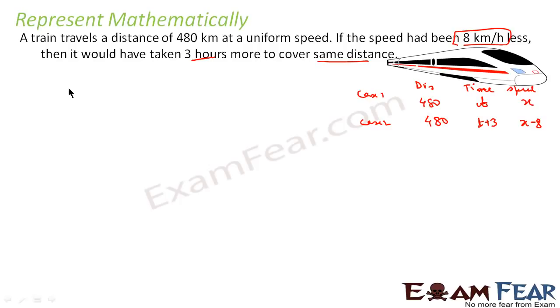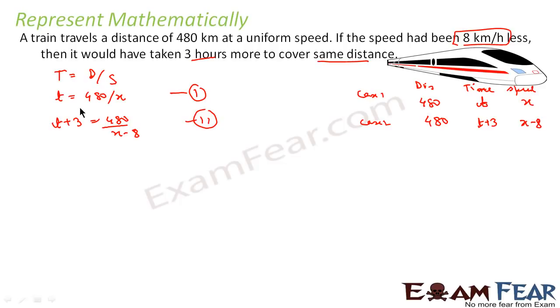We know the formula: time is equal to distance by speed. So in case 1, t is equal to 480 by x. In case 2, t plus 3 is equal to 480 by x minus 8. This is my equation 1 and this is my equation 2. We have used the formula time is equal to distance by speed in both cases, and that's what we have written here.